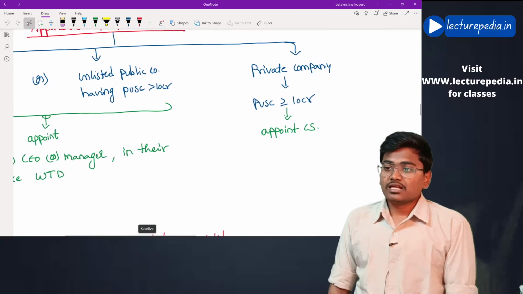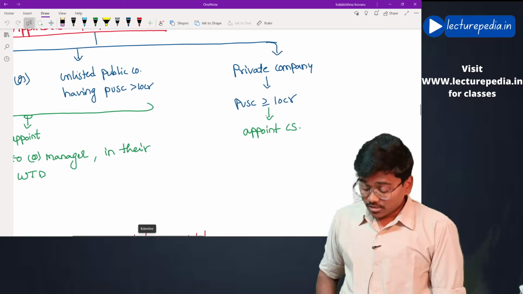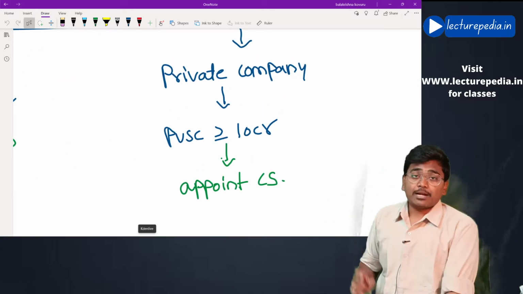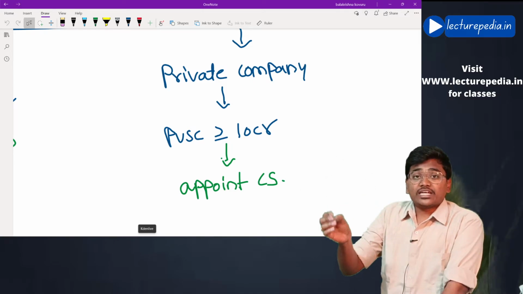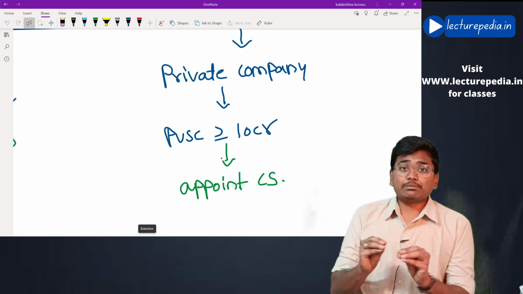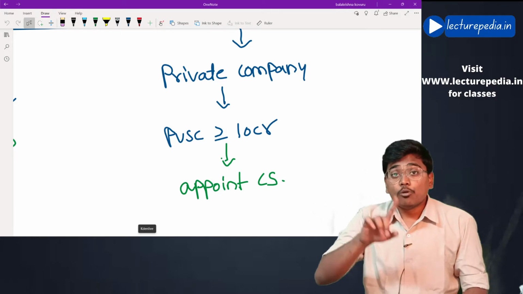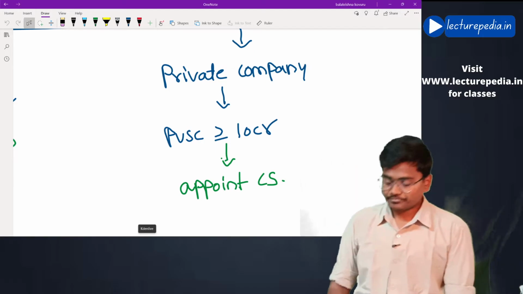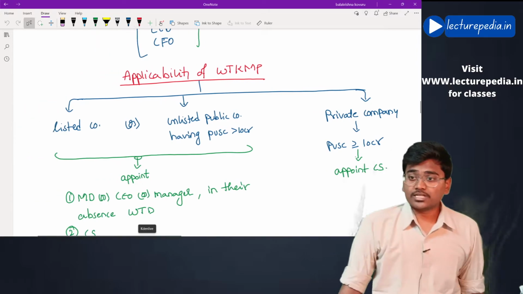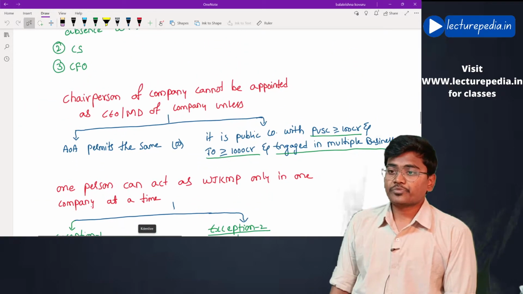Now, this is regarding listed companies and unlisted public companies. For a private company having paid up share capital of more than or equal to 10 crores, it must appoint one whole-time CS. This is the applicability of section number 203. Now there are some additional points in section 203 we will discuss.